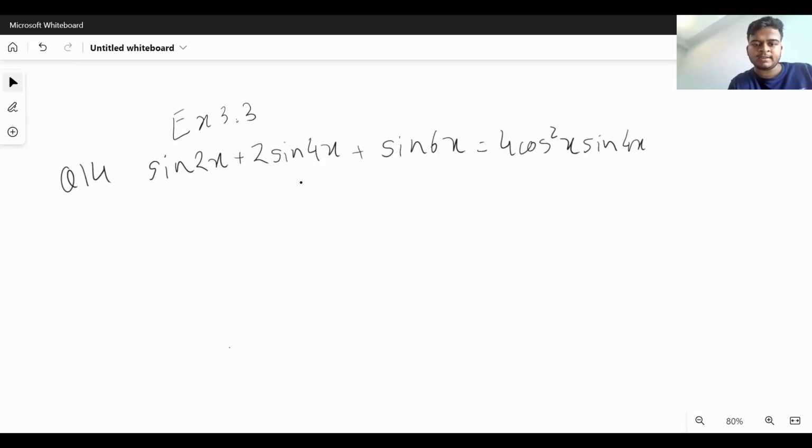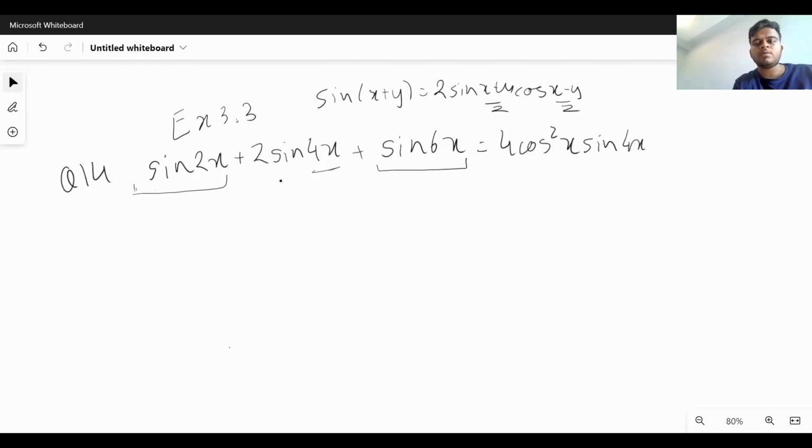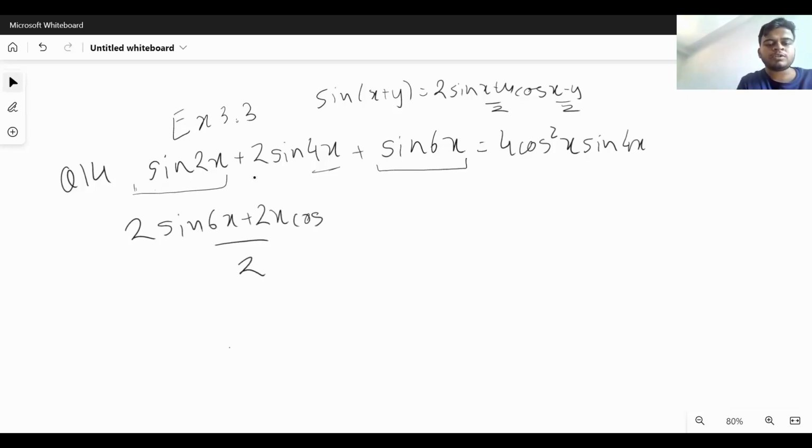But if you see properly, when you add sine 6x plus sine 2x and apply the identity that we know, that sine x plus sine y equals 2 times sine (x plus y)/2 into cos (x minus y)/2, correct? And apply that identity here, a very wonderful thing comes out of that, right? You can get sine 4x common. When you add these two terms up and apply the identity, the 4x term is common, right? Let's try and do that. We get 2 sine ((6x plus 2x)/2) cos ((6x minus 2x)/2) plus 2 sine 4x.